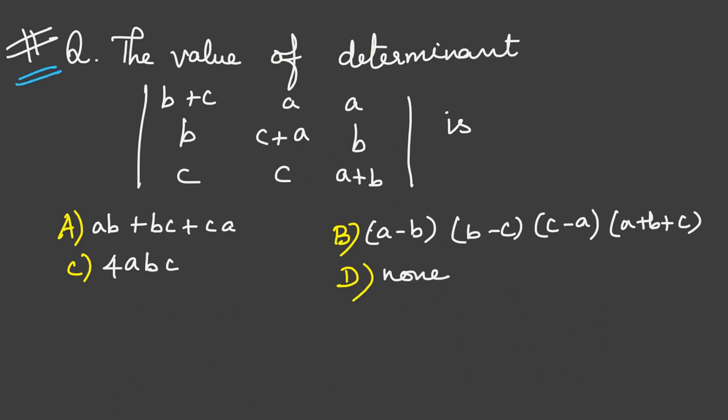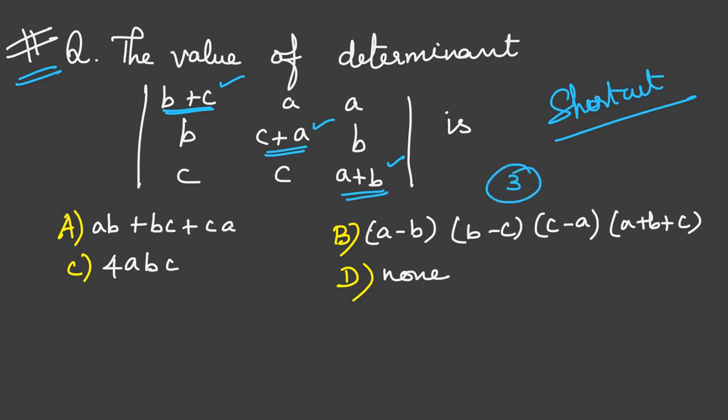Let us see a question here. The value of the given determinant is dash. There is a shortcut to find the value of the determinant. Let us see the degree of the leading diagonal, the principal diagonal here. The degree of b plus c is 1, c plus a is 1, a plus b is 1. So the degree of the leading diagonal is 3.